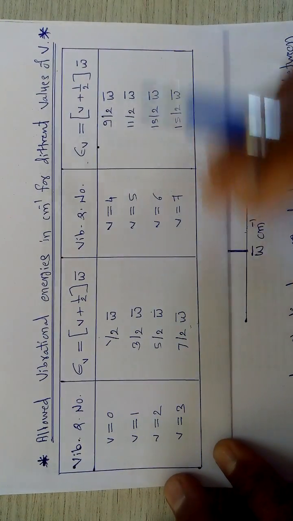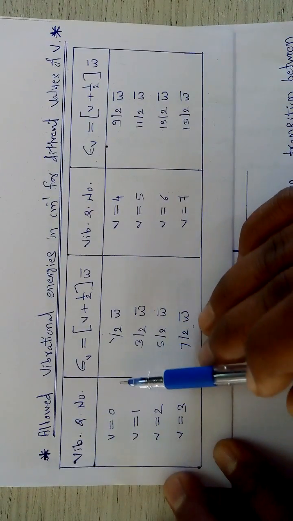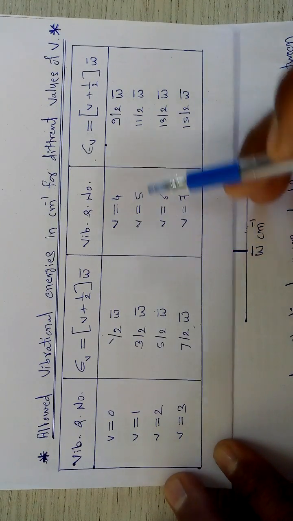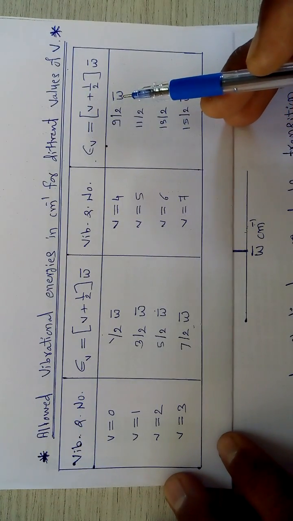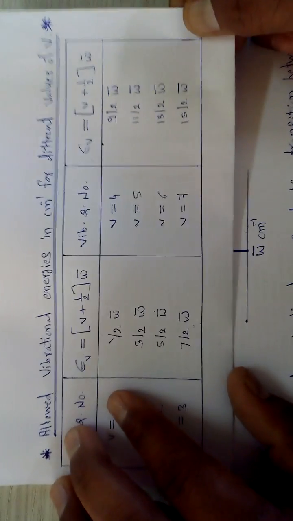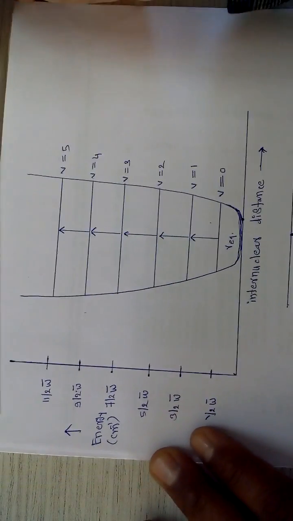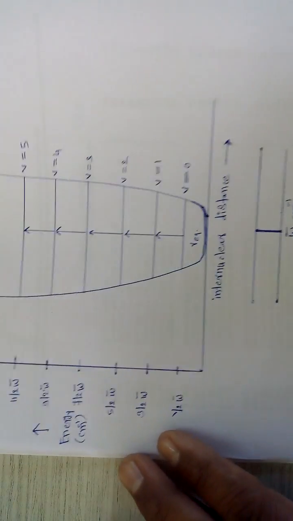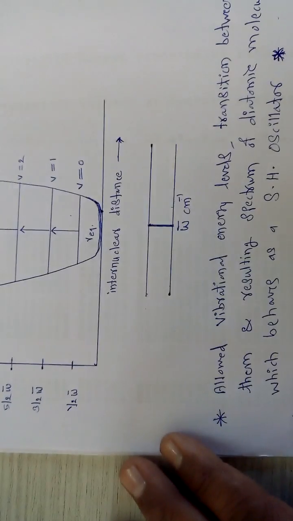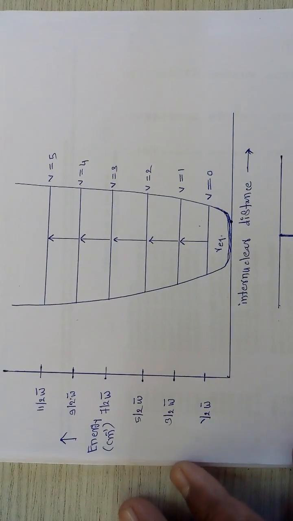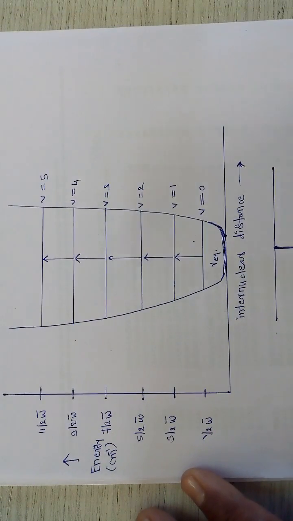Now once we calculate these allowed vibrational energies in per centimeter for a given value of v, we are interested to study the different allowed vibrational energy levels, and what are the different possible transitions between them. For this purpose, we have to consider this figure.